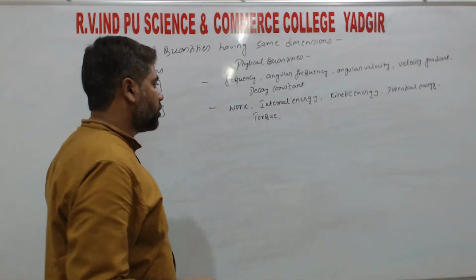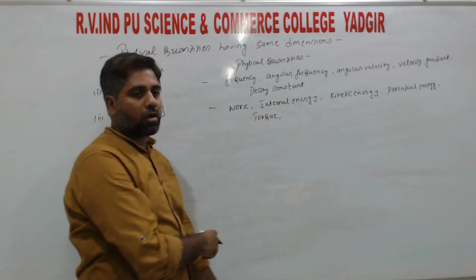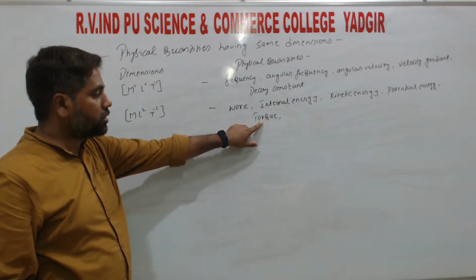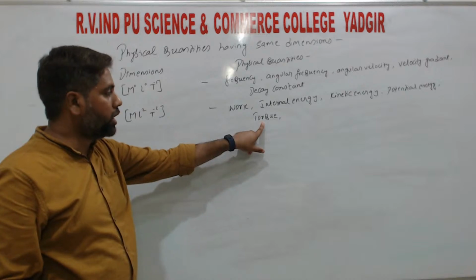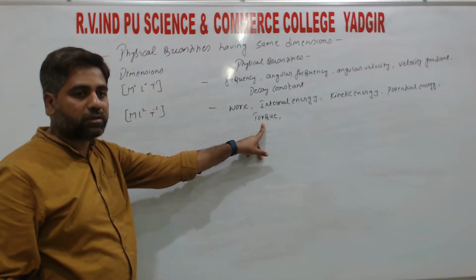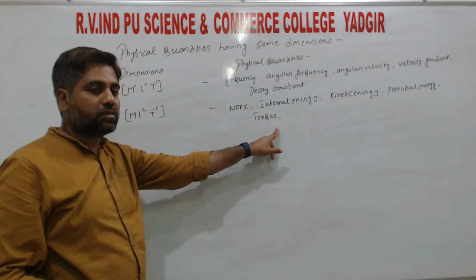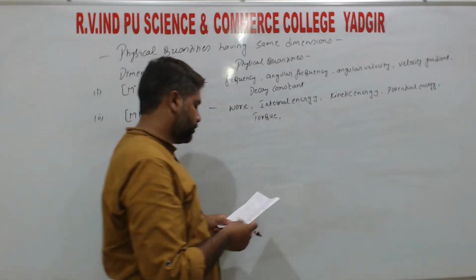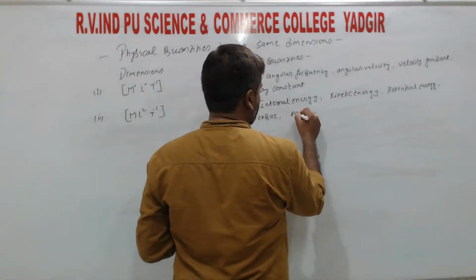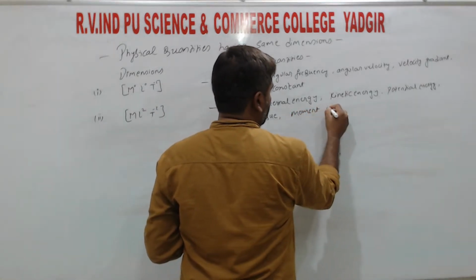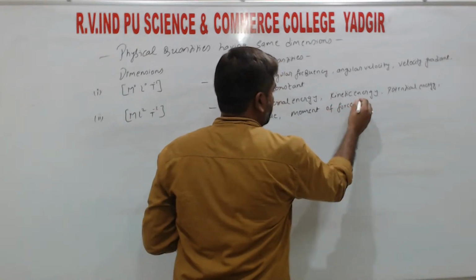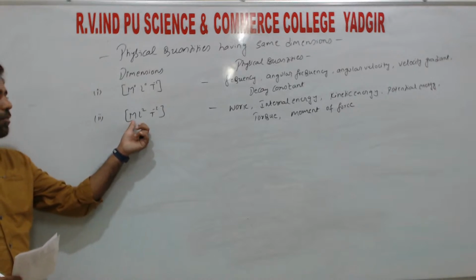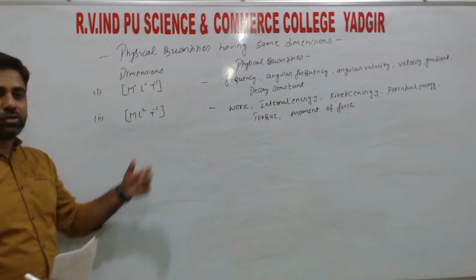In the next chapter, system of particles, we will discuss torque. So torque is also a force. We call it rotating force. Its formula is force into perpendicular distance, right? So again force into distance. So that again has the same dimensions, right? So next, moment of force. So all these physical quantities have the same dimensions, that is M L square T power minus 2, right?